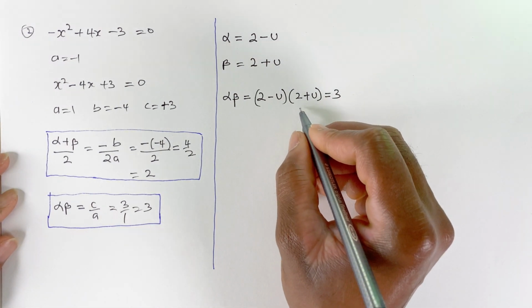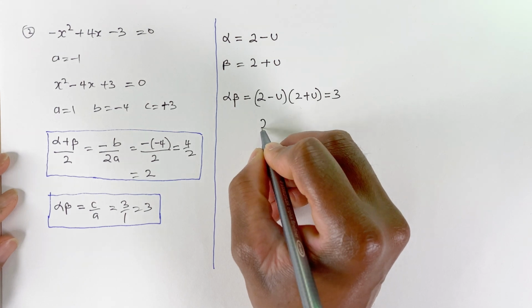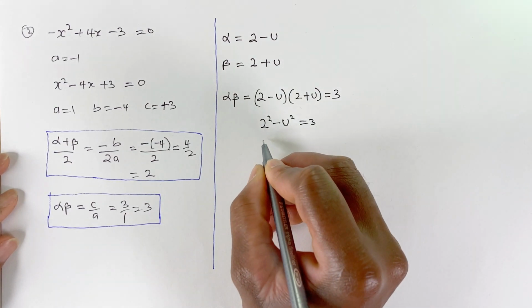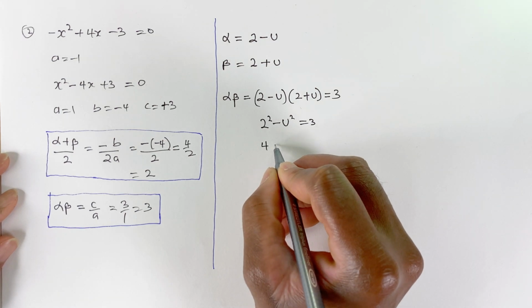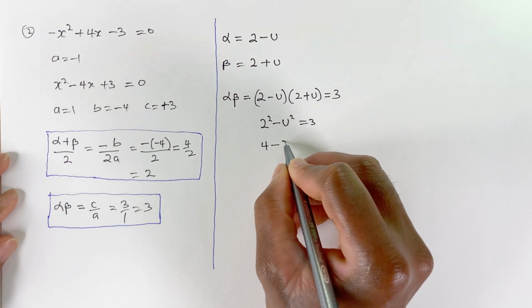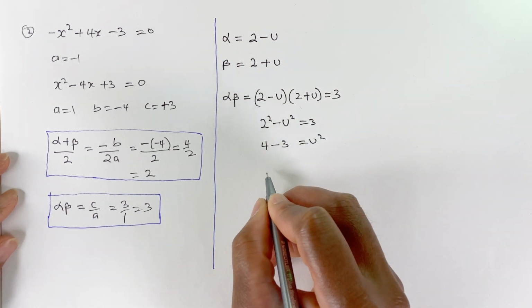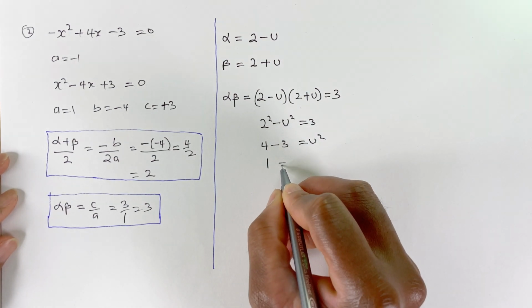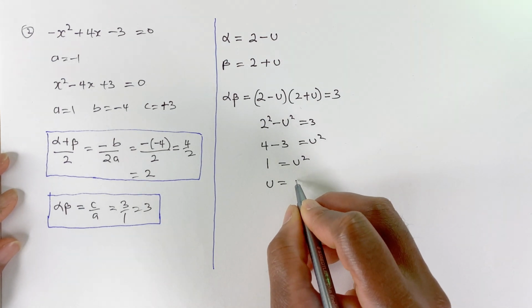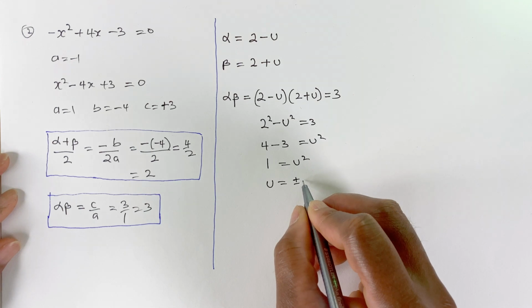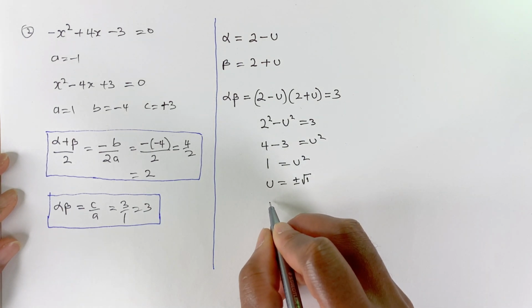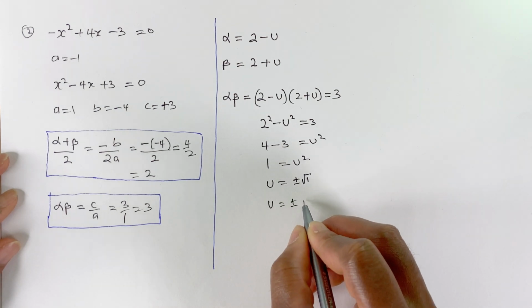So now this is a difference of squares, so that gives me 2 squared minus u squared equals 3, and that's 4. Now take 3 to the other side, u squared to the other side: 4 minus 3 equals u squared, which means 1 equals u squared, which means u equals plus or minus root of 1, which is really u equals plus or minus 1.